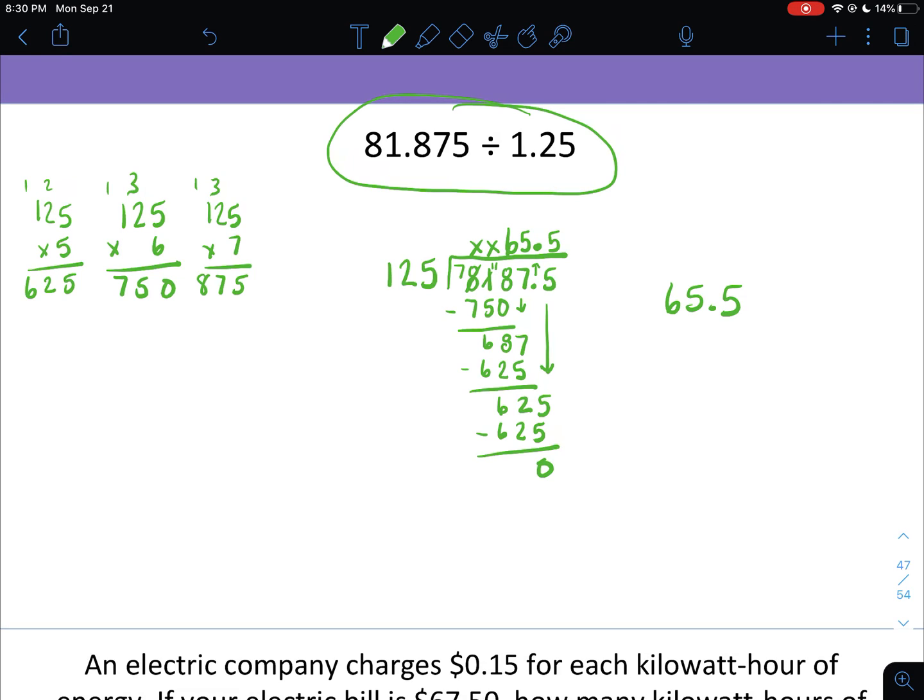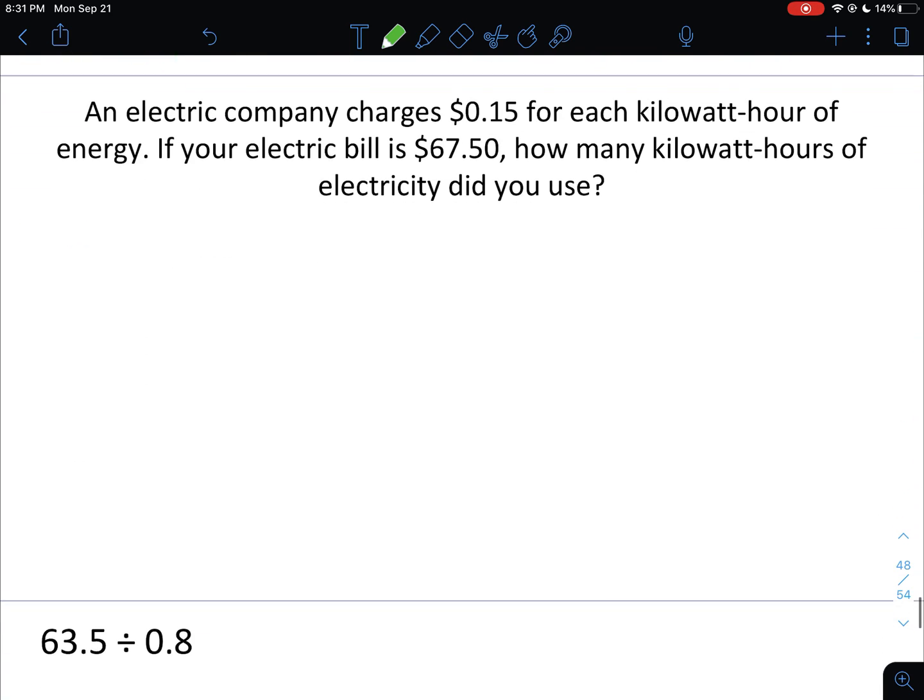So 81.875 divided by 1.25, and you should get 65.5 in your calculator. So even though we moved the decimals and changed the numbers, it's still got you the same quotient or answer, okay? Copy that down if you did not do so already. If you're with me, then you do not need to pause, and we're just going to move on to the next one.